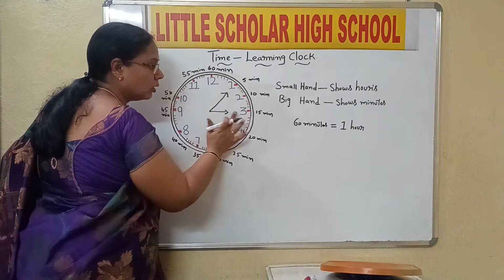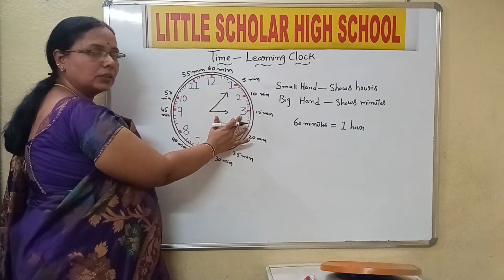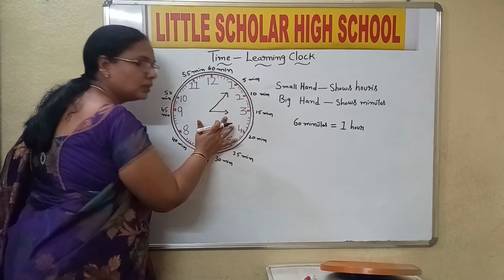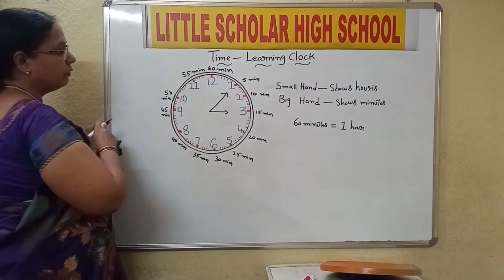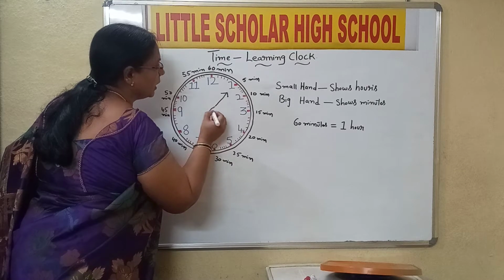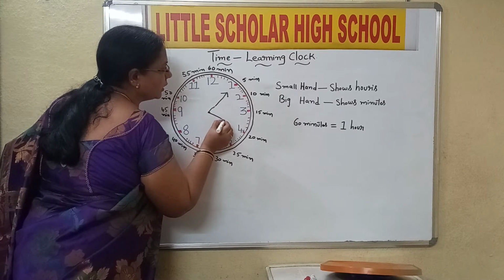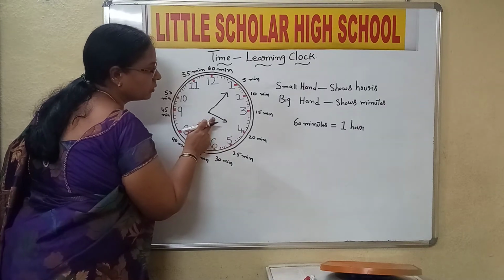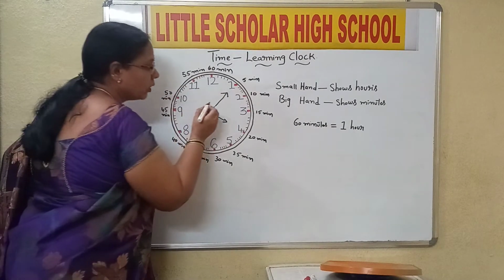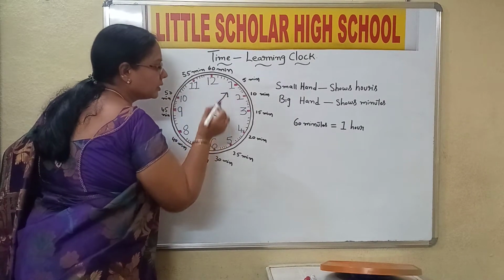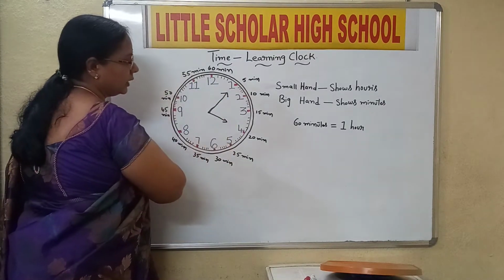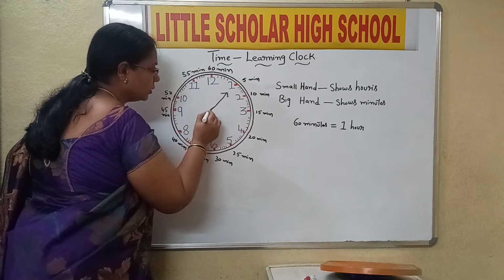See, the small needle is on 3 and the big needle is on 1. So 5 past 3. Okay, in the same manner, let me show. Let it be on the big 5 only. Now this is the small needle. Where is the small needle now? Small needle is on 4. Where is the big needle? On the 5. So what is the time now? 5 past 4. Now this is 5 minutes, isn't it? 5 past 4.